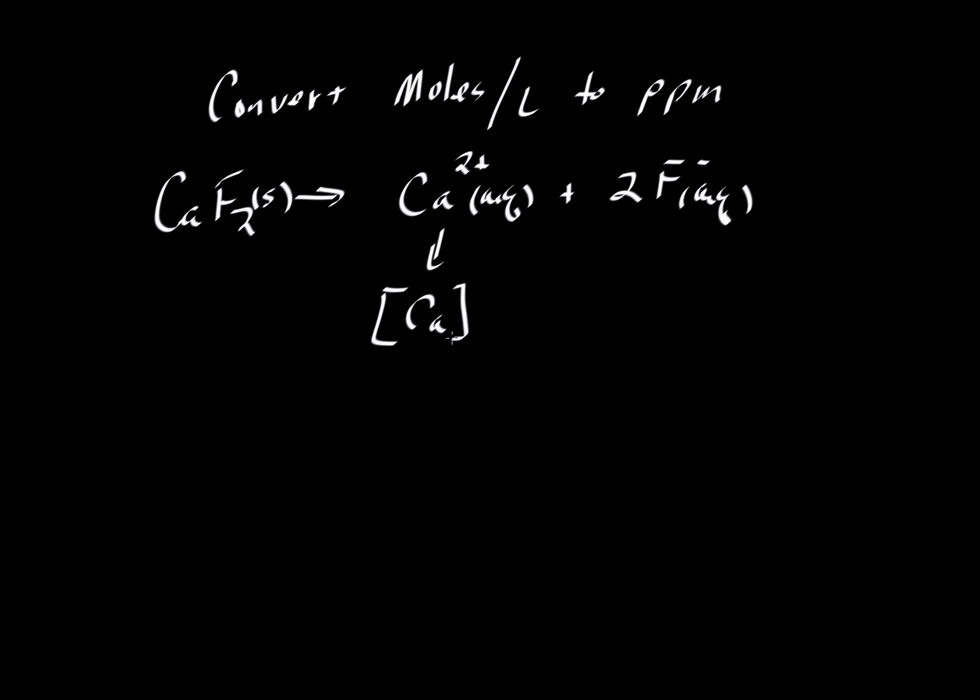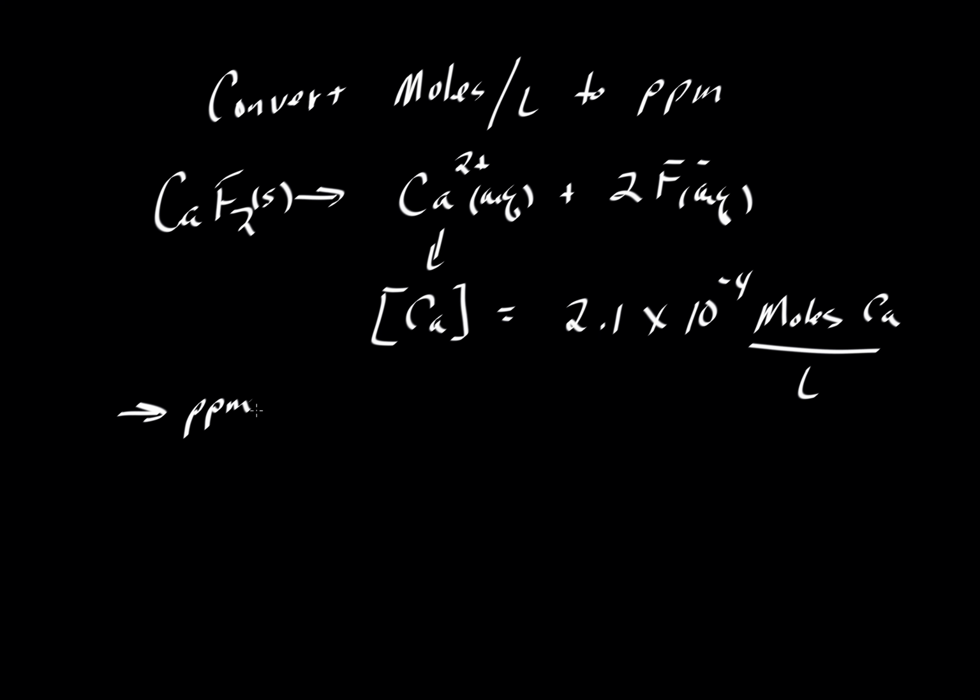I'll skip the 2 plus subscript just to make this a little bit easier. The concentration of calcium that we calculated was 2.1 times 10 to the minus 4 molarity, or moles per liter. So we get moles of calcium per liter of solution. Well, what we're going to try to do is convert that into parts per million. Now, when we talk about parts per million, that concentration is always given as a weight fraction. So we need the amount of grams of calcium, not just the number of moles.